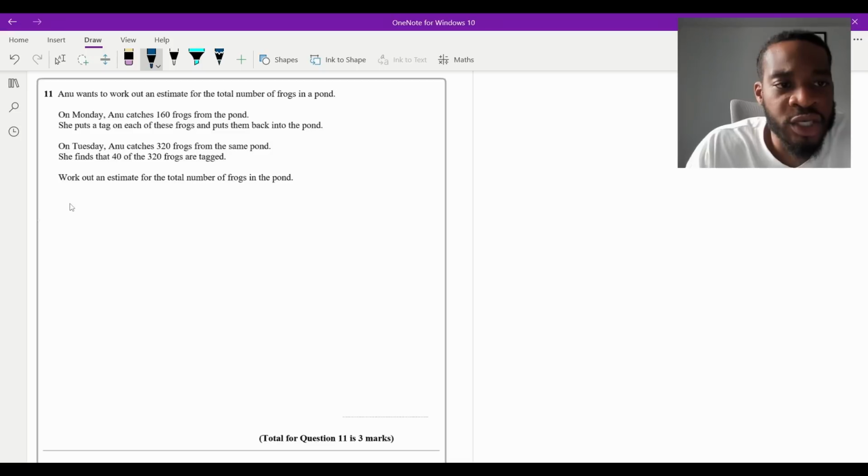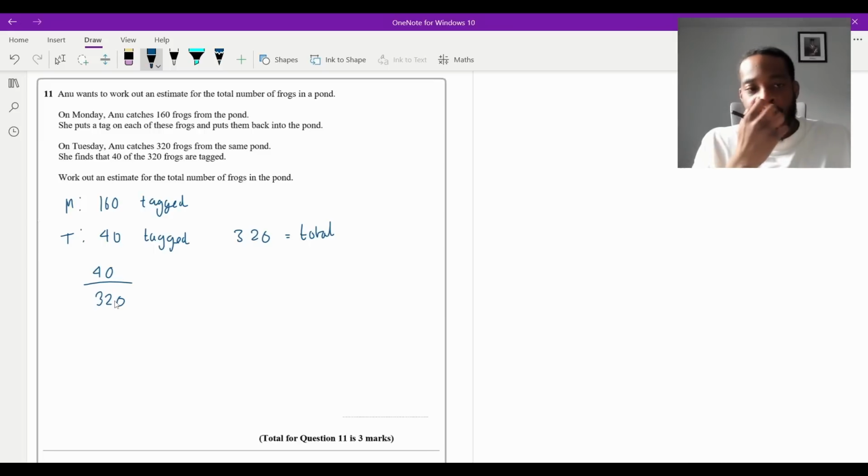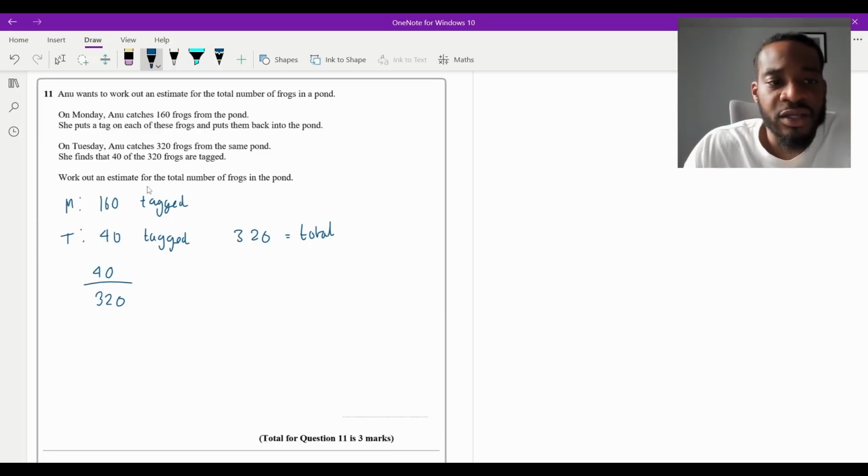So what do we know? We know initially on Monday, M for Monday, that she tags all of them. So I'm going to say 160 are tagged. Now, on Tuesday, she catches 320 of the frogs and 40 of these are tagged. So on Tuesday, 40 are tagged, and there are 320 in total. Now, what is the proportion of tagged fish on Tuesday? Well, it's going to be 40 over 320, isn't it? Now, for Monday, we tagged 160.